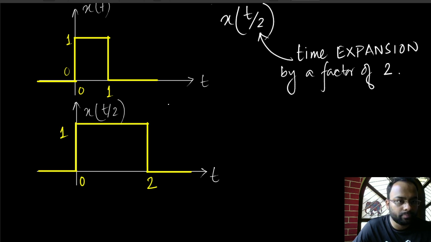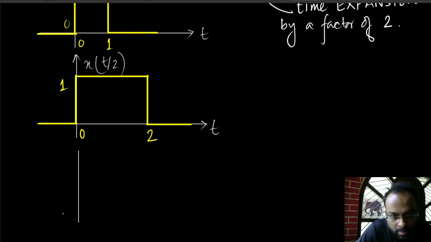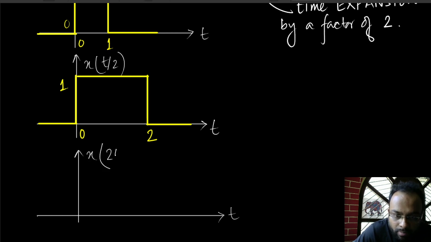Right? And similarly, can somebody tell me what this will be, right? X of 2t. If you do it mathematically, you will quickly see that this will result into a time contraction, right? So the result would be just the opposite.